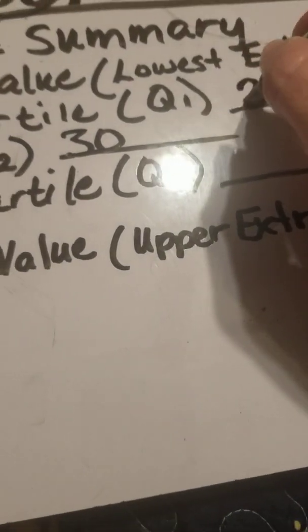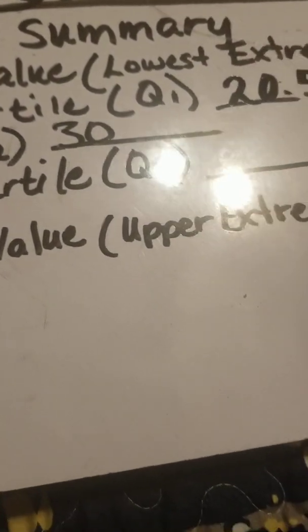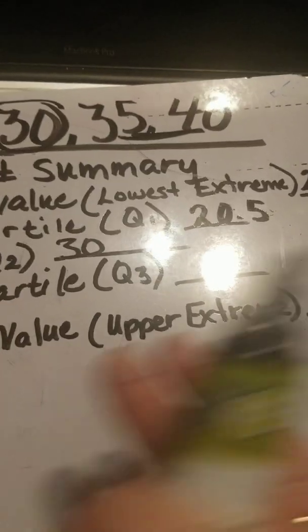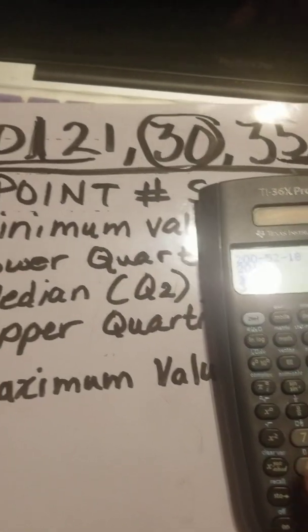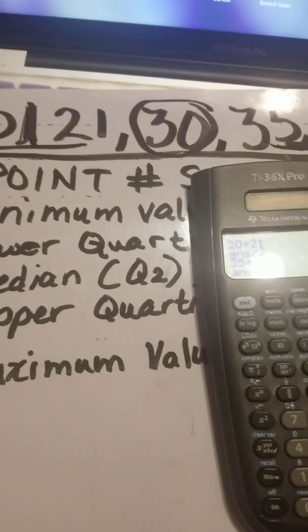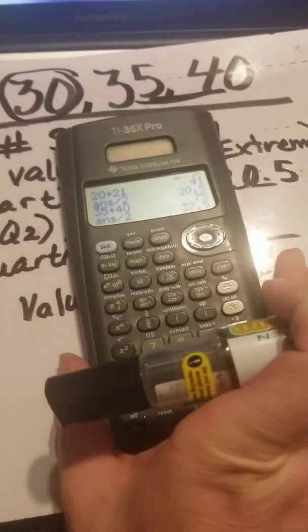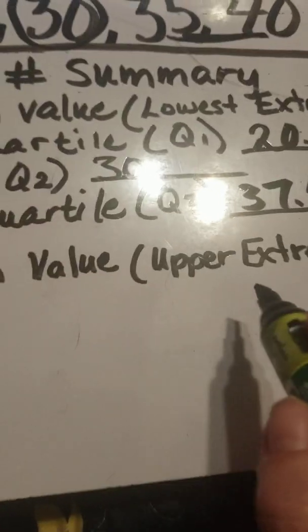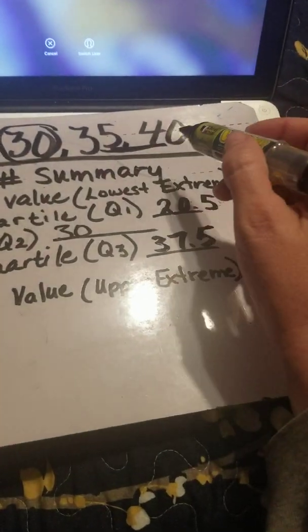So Q1 is 20.5. Q3 is going to be the median of these two numbers, 35 and 40. So again, 35 plus 40, enter, divided by 2, enter, 37.5, which makes sense. The maximum value, or the upper extreme value, is 40.